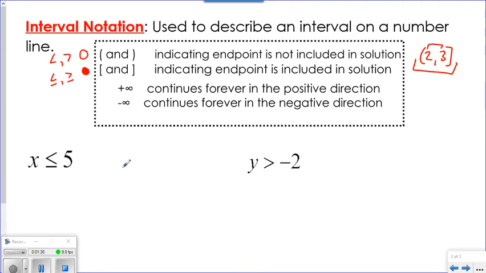And I think it helps to look at the graph of these inequalities when we put the intervals together. So if I have x is less than or equal to 5, we can graph this on the number line.